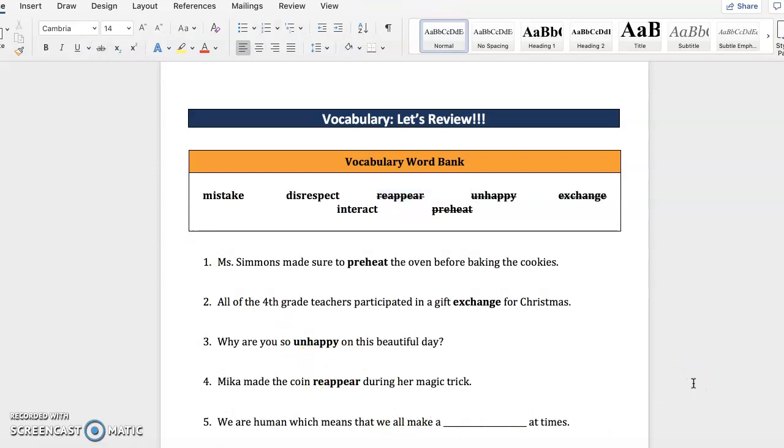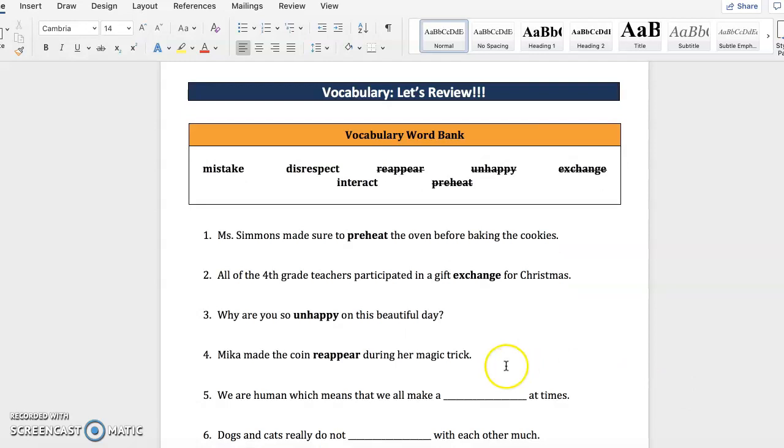Okay, number 5. We are human, which means that we all make a blank at times. I know that I usually do this, but who knows? We all make a mistake at times, right? We do things wrongly. Number 6, dogs and cats really do not blank with each other much. We know that dogs and cats generally don't really get along, so we know that they do not interact with each other much. And so this should be easy.